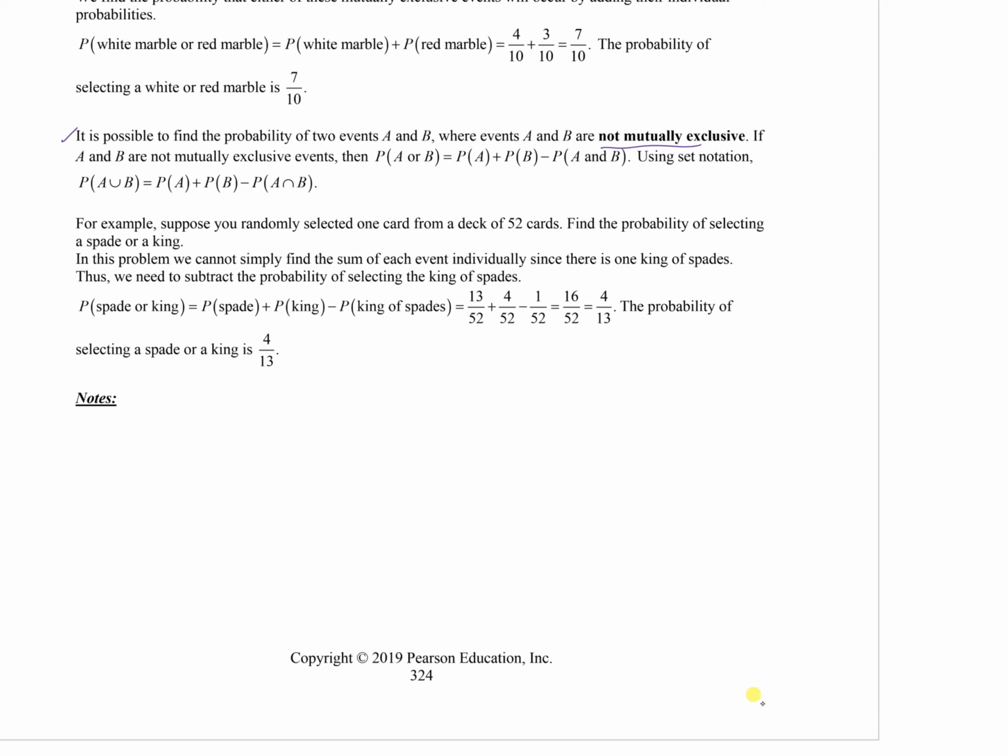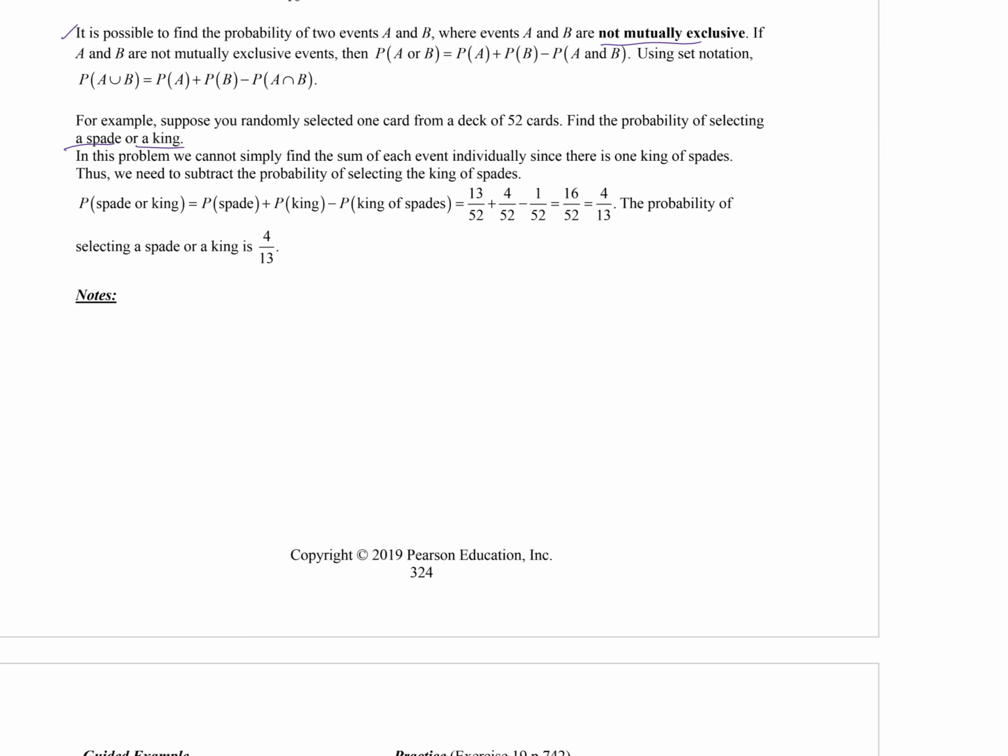So let's see. Suppose you select a card at random and want to find the probability that it's a spade or a king. Okay, so there are 4 kings. We'll do that first. And there are 13 spades, correct? But there's one king that's a spade, so you're not going to count them twice. You're not going to count that king here and here.